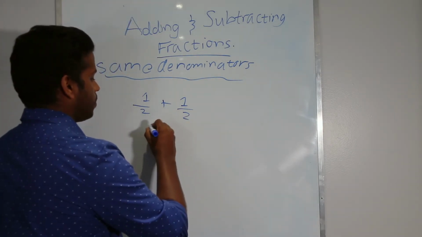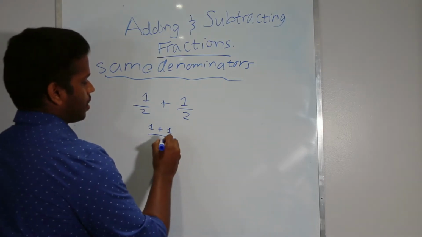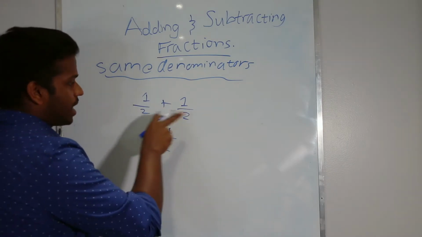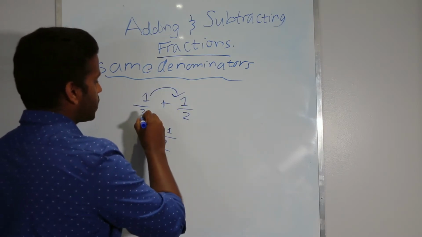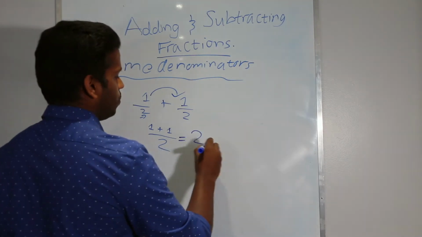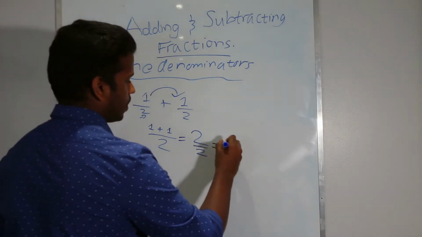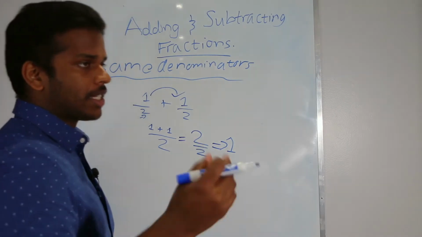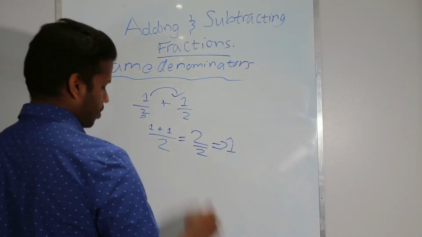All we have to do is draw a large fraction bar and put the 2 under, because the 2 remains the same. When it's the same denominator, we just add the numerators. The denominator stays the same, we just add the numerator. So 1 plus 1 is 2 over 2. So 2 over 2, we know, is equal to 1, because we added 2 halves, and we know that 2 halves make 1. So that's explained. Same thing with subtraction.